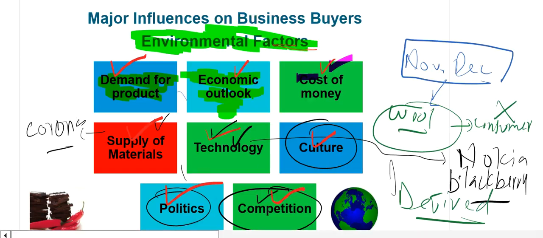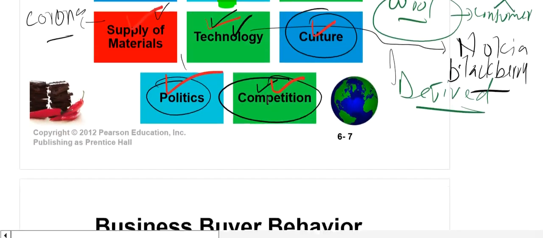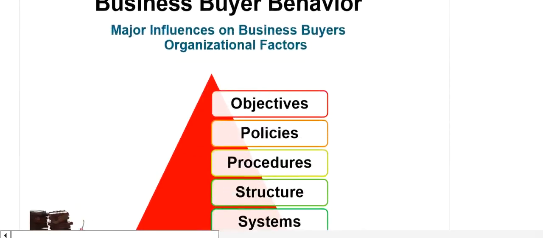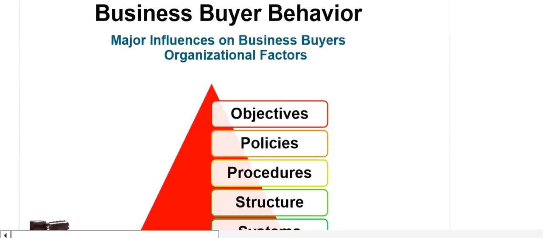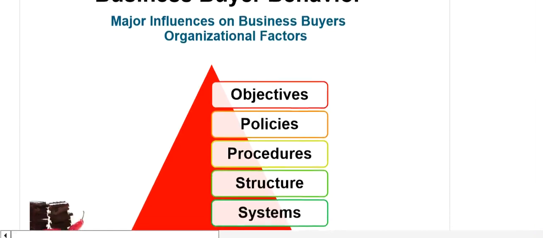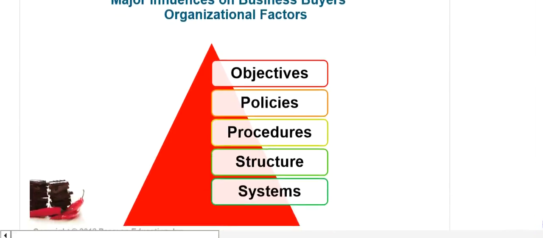So after this, we will move to the next slide. In the next slide we have some factors which are not organizational, not environmental factors. These are not factors outside the organization, but factors within the organization which influence the decision making of the organization.